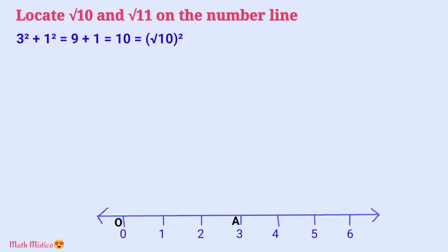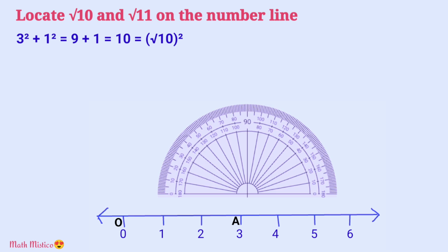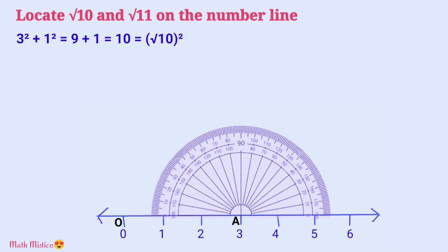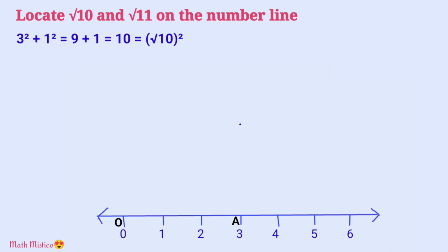Now at point A, we have to construct a perpendicular to the number line. You may use your protractor or compass for this. I am using the protractor. So I keep my protractor on the point A, aligning it with the number line, and mark the point for 90-degree angle. Now removing the protractor, I will draw the ray for the 90 degrees.